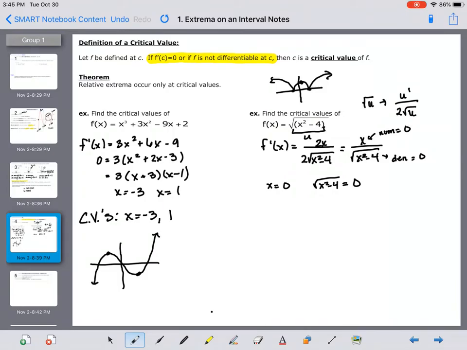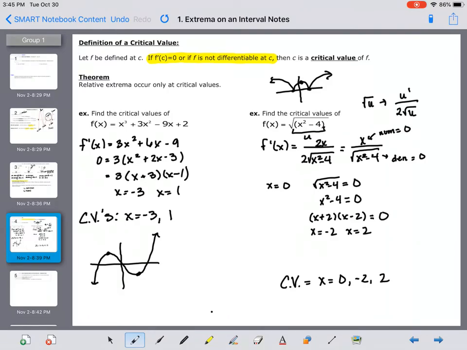So the first one is already solved for me, so I have a critical value at x equals 0. I'm going to put that one down. And then solving the next one, the first thing I would do is square both sides. 0 squared is just 0, and that's quadratic, so I can factor it. I get that. So that means x is equal to -2 and x is equal to 2, which means my other critical values are -2 and 2.